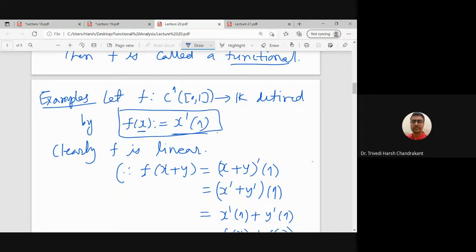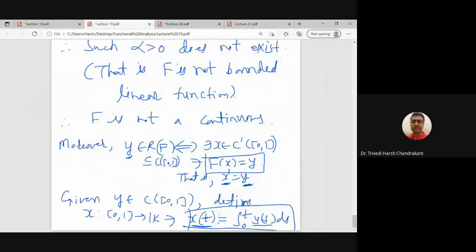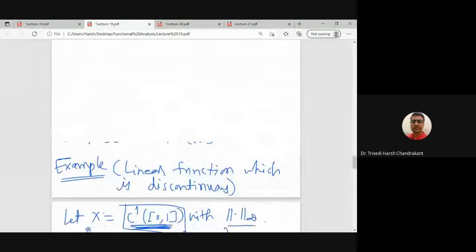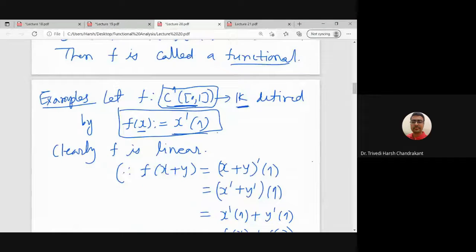So for continuity, we need a topology or basically the convergence. And for convergence, we need a norm on the topological space, domain and codomain. So the codomain is real numbers or complex numbers, so we already have the norm, which is the modulus, but here we need a norm on the domain. We have earlier discussed in this example that on C[0,1] we define the norm as the supremum norm, right? So the same norm we'll use here.